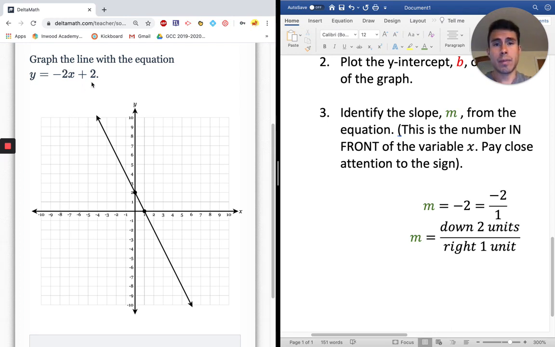So again, to recap, y equals mx plus b. I identified the b, the y-intercept, so it's positive 2. So I start at 0 here, and I go up 2. That's my first point. Second step, identify your slope, your rise over run. That is the number in front of the x variable, in this case, -2. So that means that my rise is -2 and my run is +1. So that means down 2 units from my y-intercept, 1, 2, and right 1 unit from there. And then I connect them.